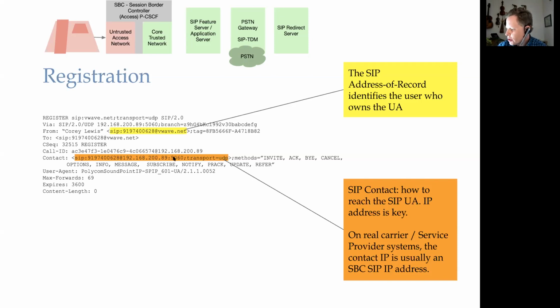So this registration was sent in, and the SIP device is basically making an assertion that this particular user, SIP 919-740-628, is on the network at this particular contact address, which is, as you can see, 192.168.200.89. And so the system should send SIP traffic for this address of record, for this user identity, to that IP address. So this is going to the untrusted interface of the SBC.